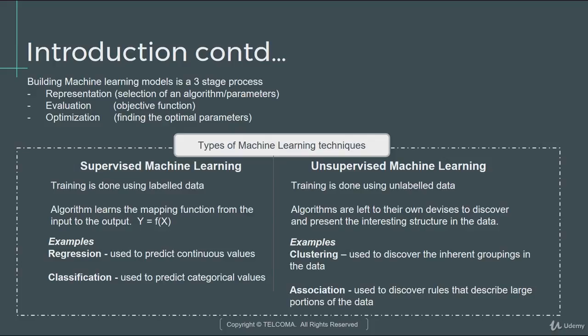And this is done without the label. You don't really have an outcome that this is just what happened to these students. And then similar to that, we have association rules. Association rules are used to discover rules that describe large portions of data.